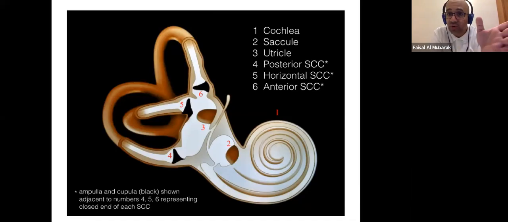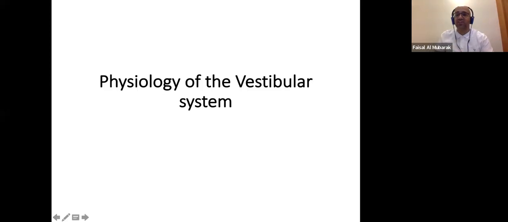What I want you to know here is that we have the semicircular canals, there is fluid inside these canals, and these canals are open from one side and closed from the other side. As you see here, each canal is closed from one side and open from the other. Close from here and open from here. Close from here and open from here. Close from here and open from here. Let's go to the physiology of the vestibular system.